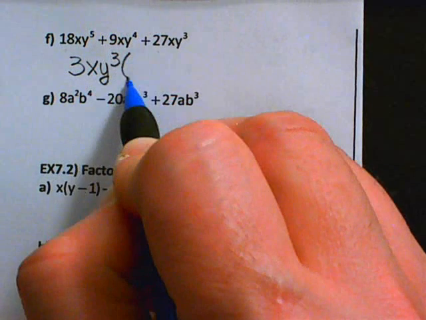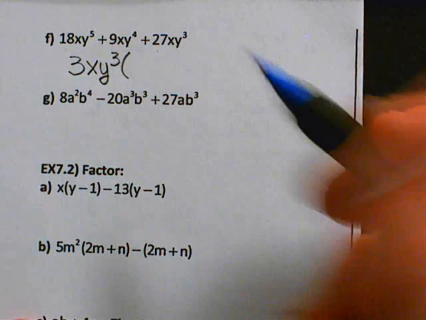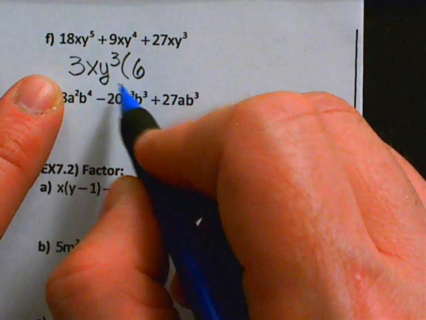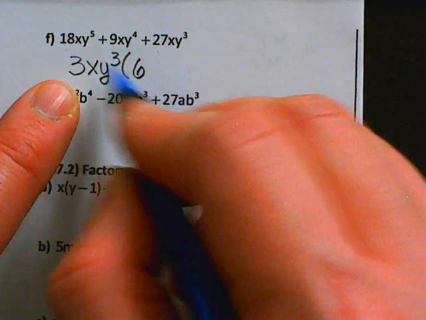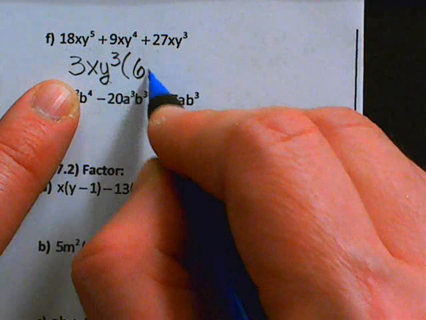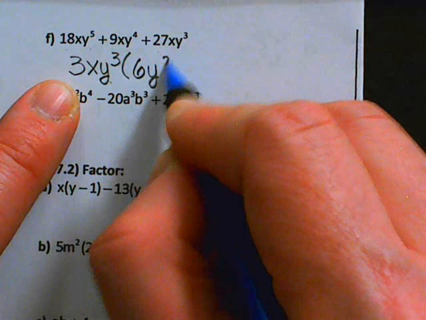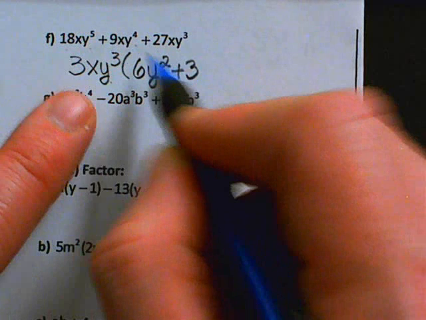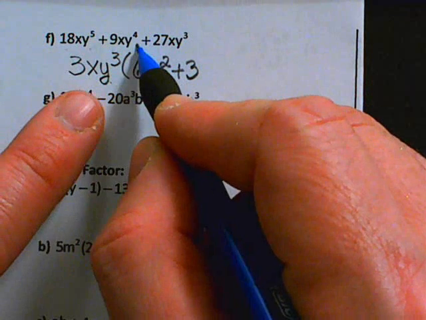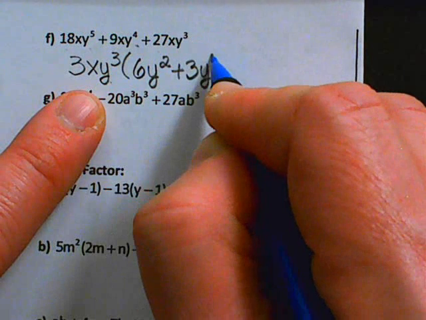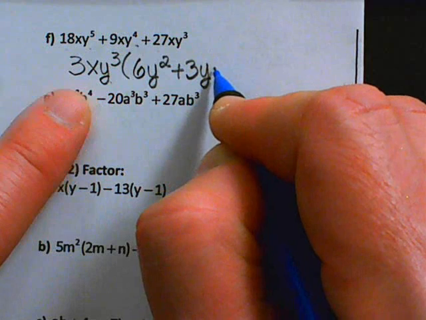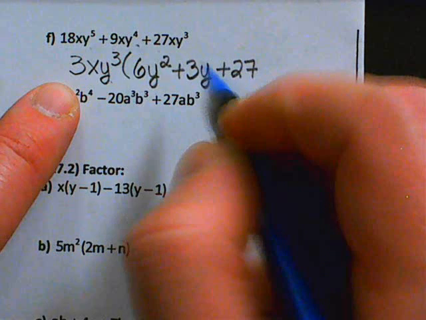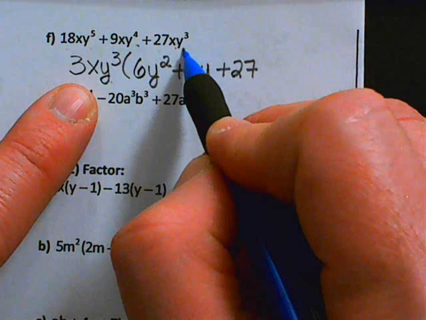18 divided by 3 is 6. X divided by x, the x cancel. Y to the 5th divided by y to the 3rd gives me y squared. Now we'll go to the second term. 9 divided by 3 is 3. The x will cancel. And the y to the 4th divided by y to the 3rd is y to the 1st. Now the last term. 27 divided by 3 is 9. The x divided by x will cancel. Y to the 3rd divided by y to the 3rd cancels. So in other words, we're left only with 9 by itself.